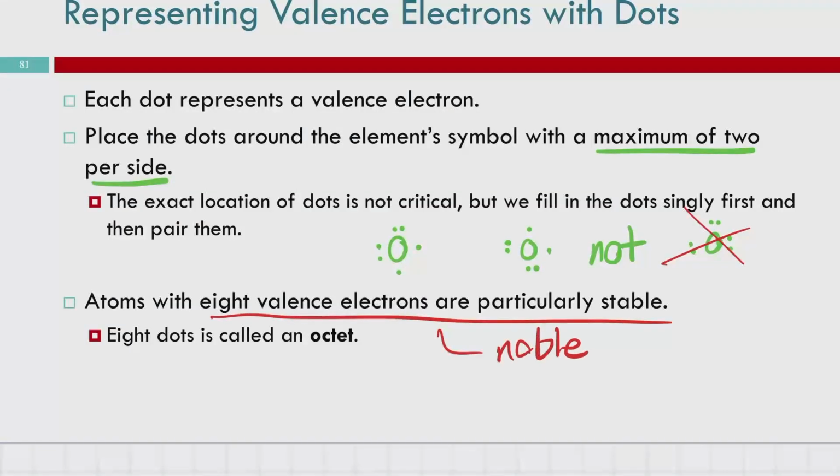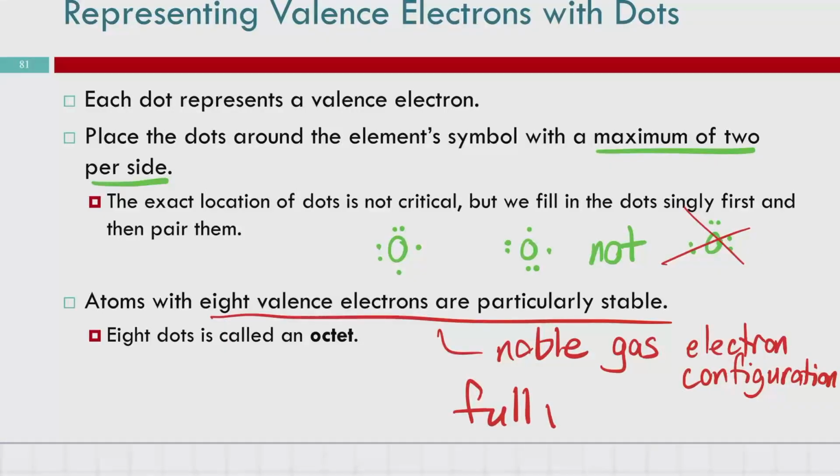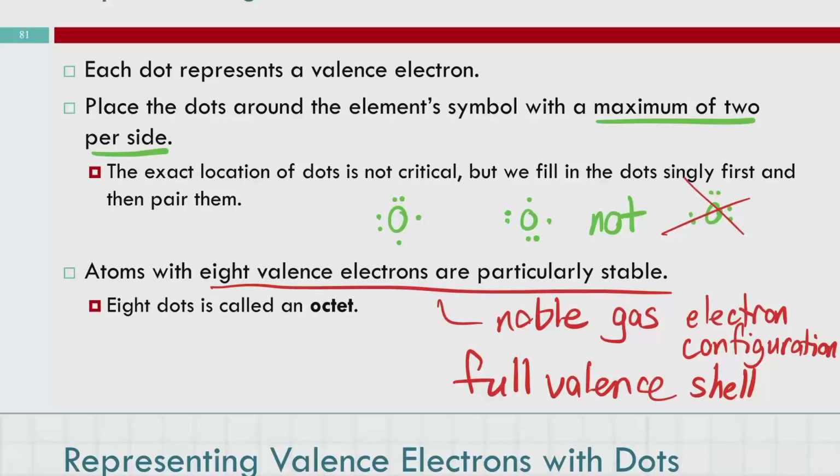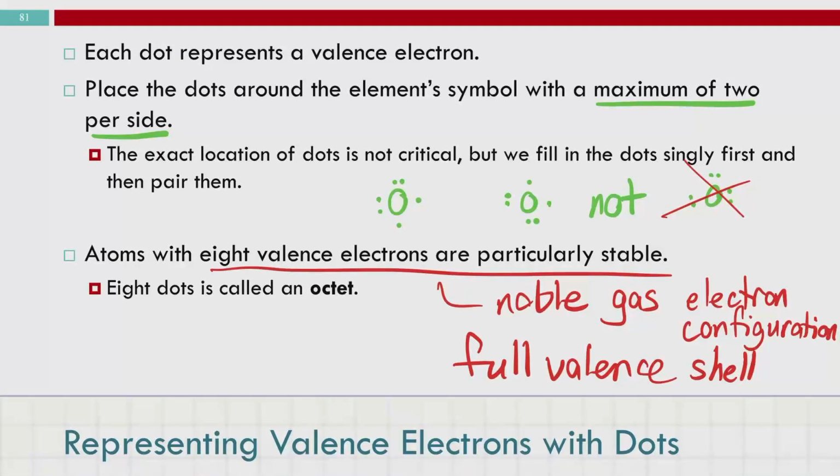So this is, again, going back to the noble gas configuration. And I'm going to write electron configuration so that it's clear what we're talking about. Full valence, which just means outside shell. So our outermost layer is full. Our defenses are shored up. Eight dots is called an octet.